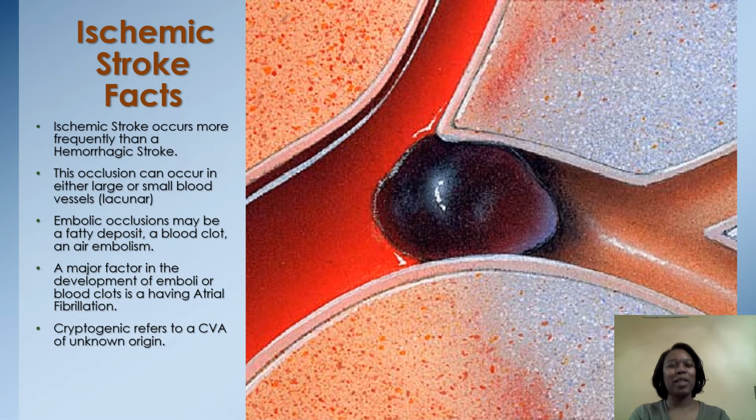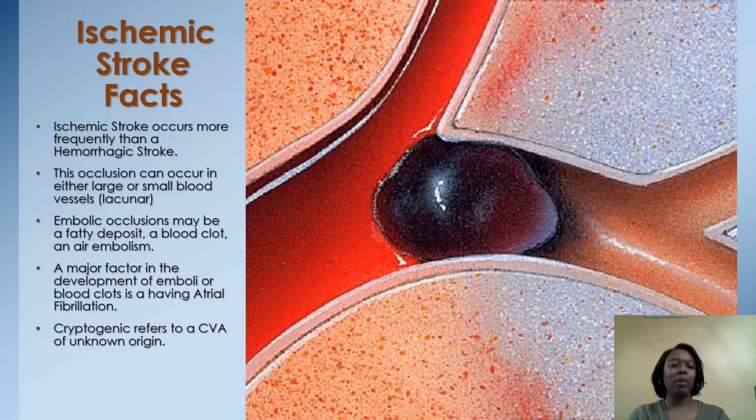Let's talk about some fun facts concerning ischemic strokes. Ischemic strokes occur more frequently than hemorrhagic strokes. This is something that we really should hone in on, as well as the occlusion of a large or small vessel in the brain can occur and cause an ischemic stroke. Embolic occlusions can be caused by fat, a blood clot, or an air embolism, which sometimes, if the nurse does not prime the IV tubing, we can introduce air into the circulatory system, producing an air embolism.